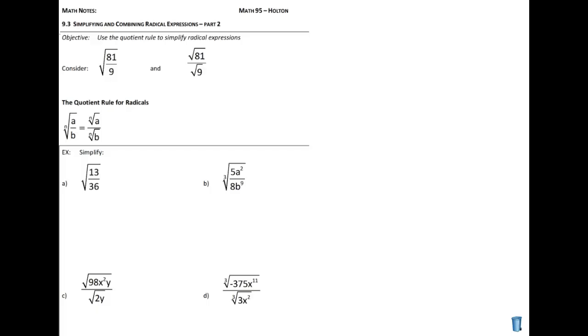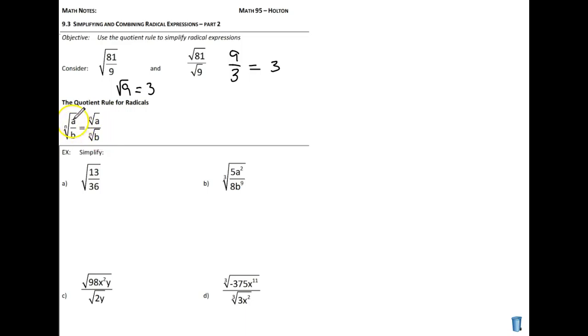In this video, we're going to continue talking about simplifying and combining radical expressions. So just like we could break up a radical into the two factors, we can also break it up based on the quotient of a number. For example, you know that the square root of 81 divided by 9 would be the square root of 9, right? And that is 3. But we can also say that it's the square root of 81, which is 9, divided by the square root of 9, which is 3, and that also simplifies to 3.